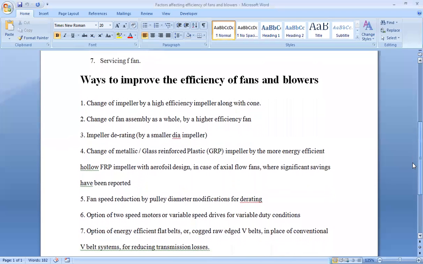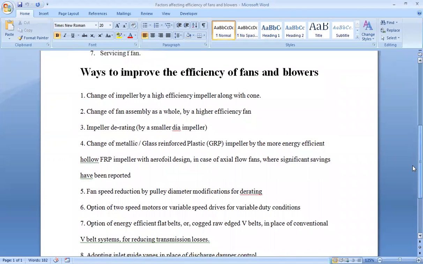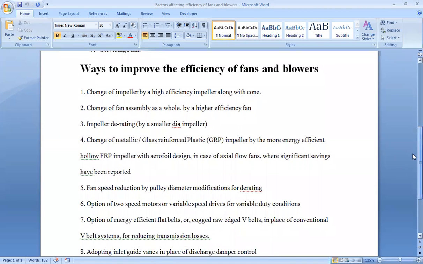The next point is fan speed reduction by pulley diameter modifications for derating. Sometimes we are using a pulley so the speed of the fan is reduced. If we do not need more speed of the fan, more speed of the air, then the pulley is used for diameter modifications or for derating the fan.